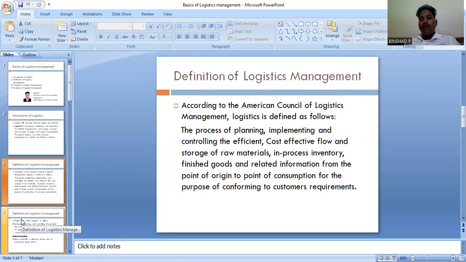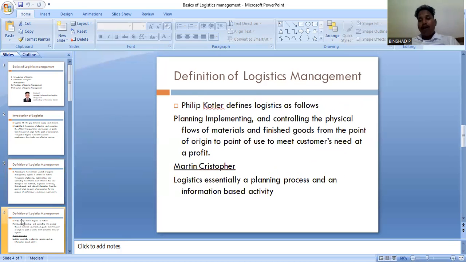Next, we go to the definition of Philip Kotler. According to Philip Kotler, logistics is defined as follows: planning, implementing, and controlling physical flows of materials and finished goods from the point of origin to the point of use to meet customers' needs at a profit. And according to Martin Christopher, logistics is essentially a planning process and an information-based practice. It is a very short, precise definition of logistics management given by Martin Christopher.